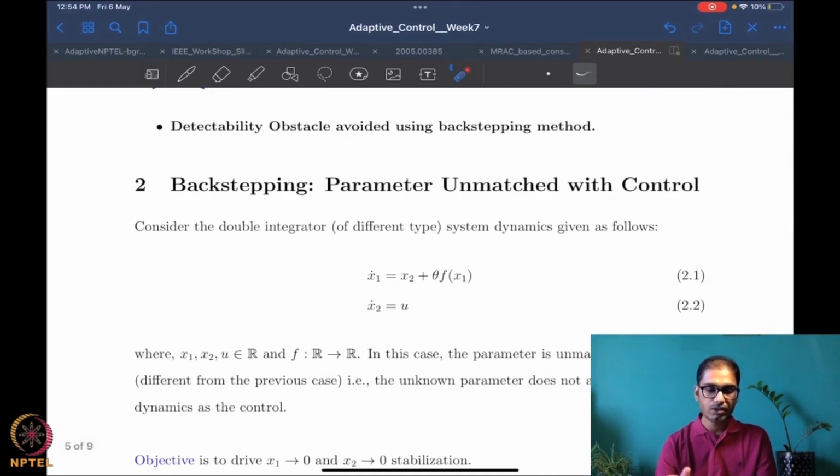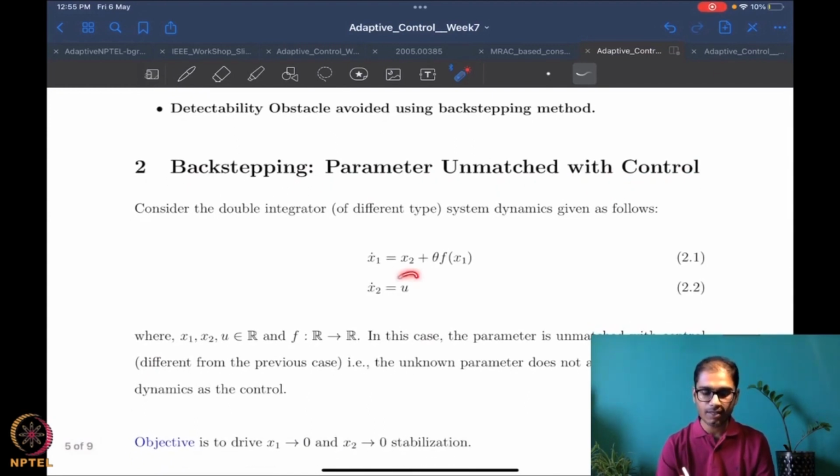Now we want to introduce a different kind of problem. These are problems where the Ortega construction and such may or may not be usable, and backstepping still gives you a very formal and clear path on how to design an adaptive control. This is the case of a parameter which is unmatched with the control. Until now your parameter was always appearing in the same dynamics as the control.